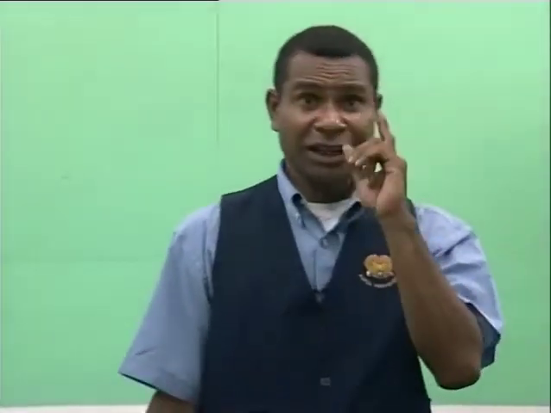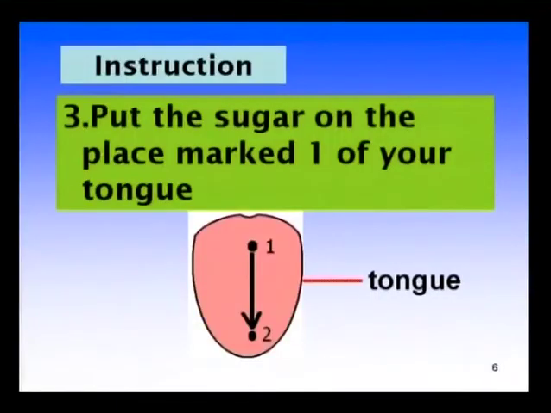So position 1 is sweeter, or you tasted sweetness. You tasted the sweetness on position 1, which is at the back of your tongue. The back of your tongue.